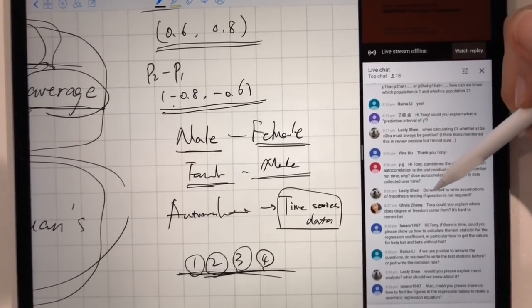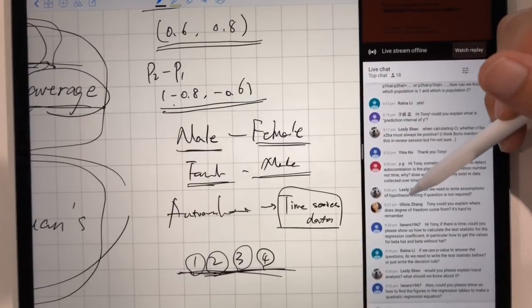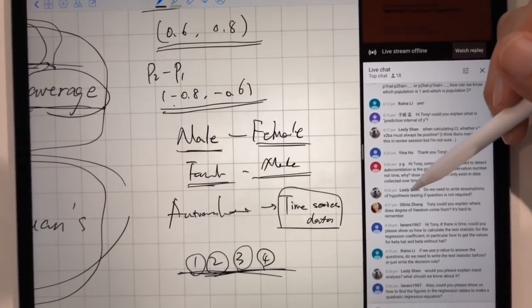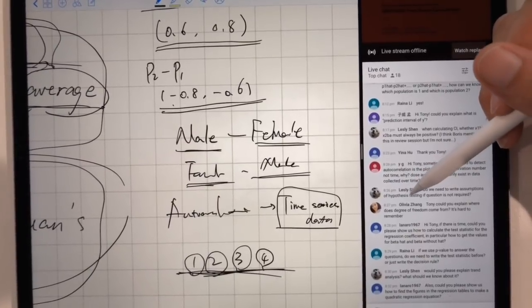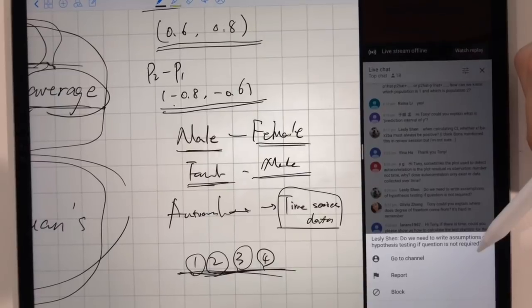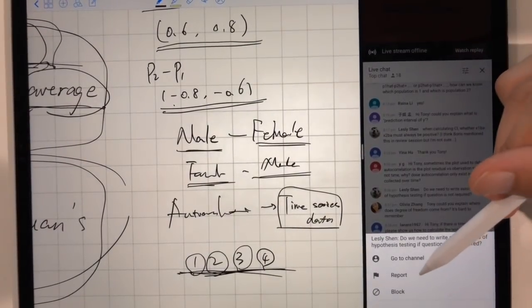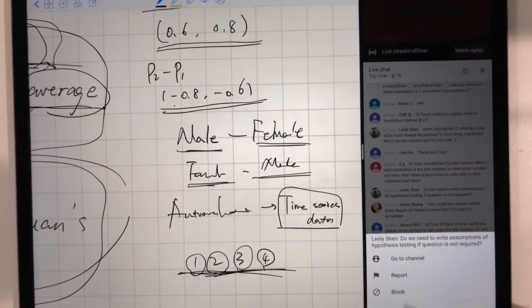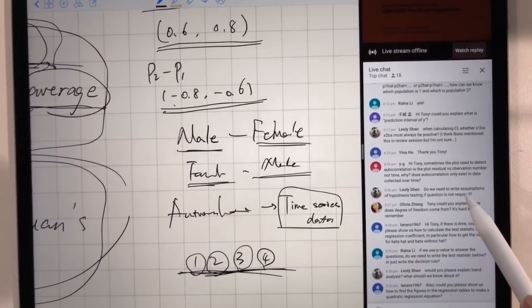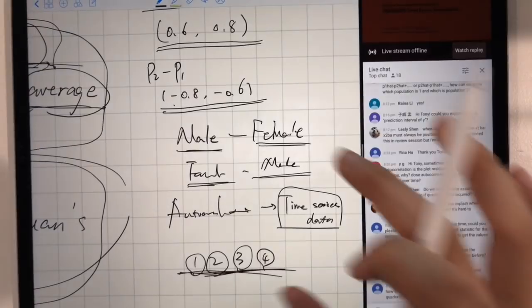Leslie Shen is asking, do we need to write assumptions of hypothesizing if the question is not required? No, then no. Just answer whatever you are asked, okay? So for Leslie Shen's question, no, don't do that. You don't need to write the assumptions if the question is not asking you, okay?